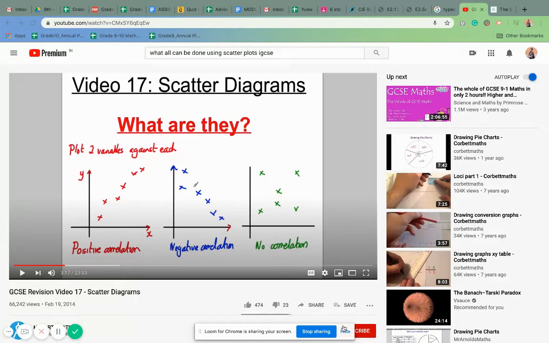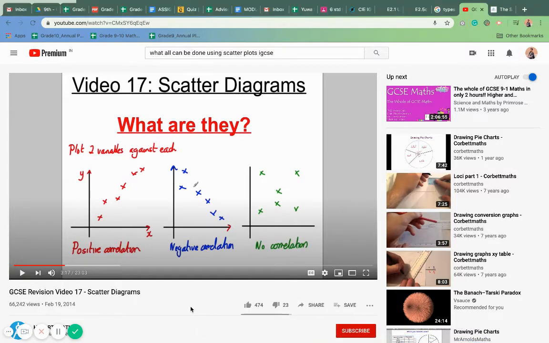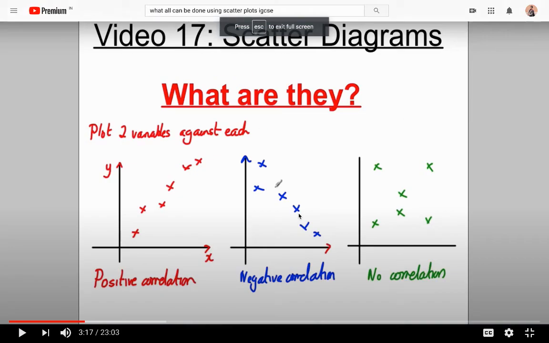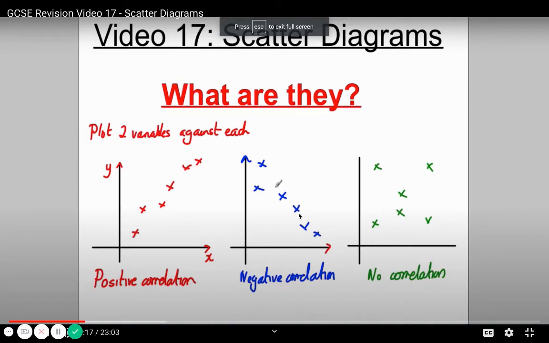So, in this video, we are going to explore what all things can be done using scatter diagrams or scatter plots. Let's quickly recap what we have learned. We have learned about three types of correlations: one is a positive correlation, one is a negative correlation, and one is no correlation at all. Let's look at how this is going to help me in understanding and predicting future events using scatter diagrams.